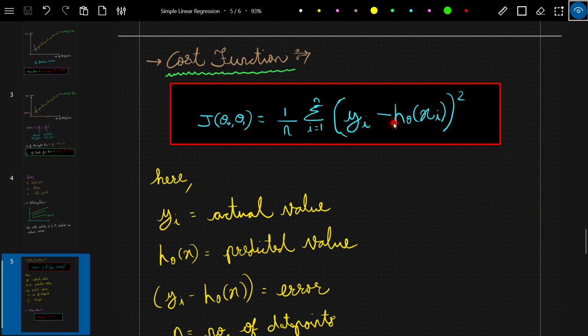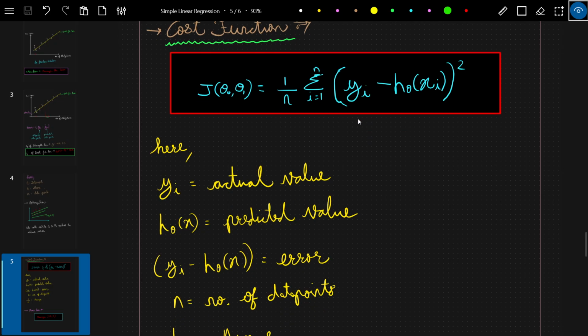See, here I have already defined the cost function, guys. I have noted down the equation of our cost function, so focus on this as much as you can. The equation of the cost function is J of theta naught comma theta 1 equal to 1 by n summation of i equal to 1 to n, y of i minus h theta of x of i, whole square. Now in this equation, what is y of i?